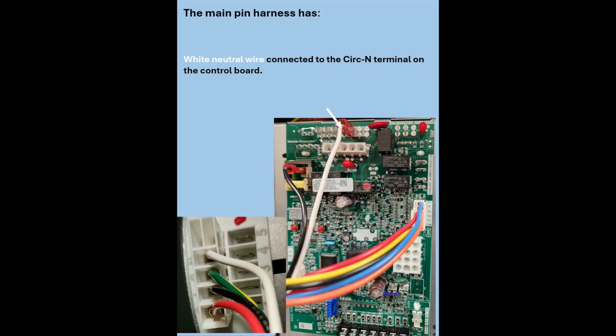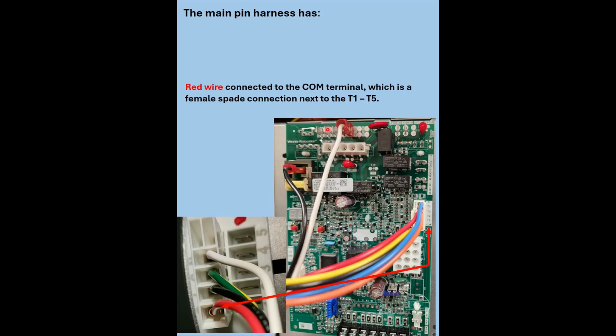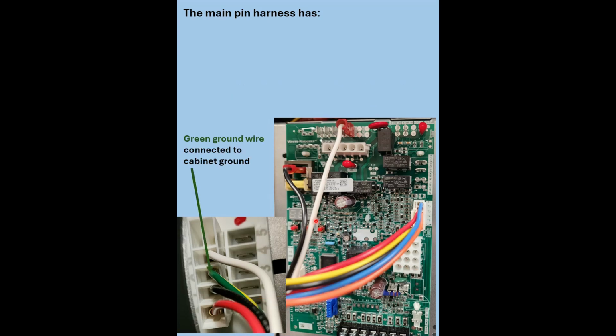The white neutral wire is connected to the Circ N terminal on the control board here. The red wire is connected to the COM terminal, which is a female spade connection next to the T1 through 5. Here's our T1 through 5, and there's our common right under it. And the green wire is connected to the cabinet ground. This green wire on the motor is just connected right onto the blower housing.